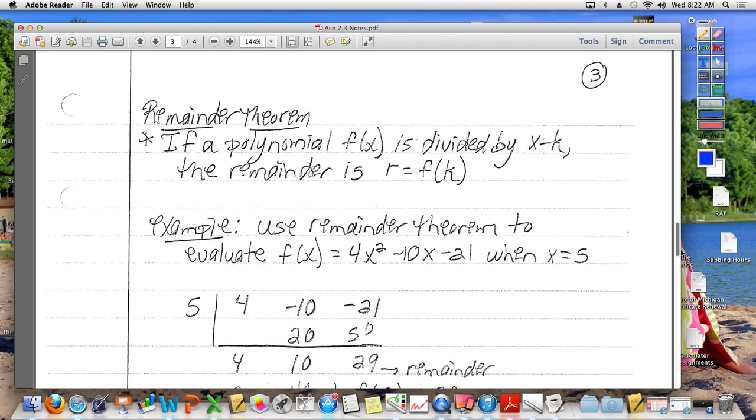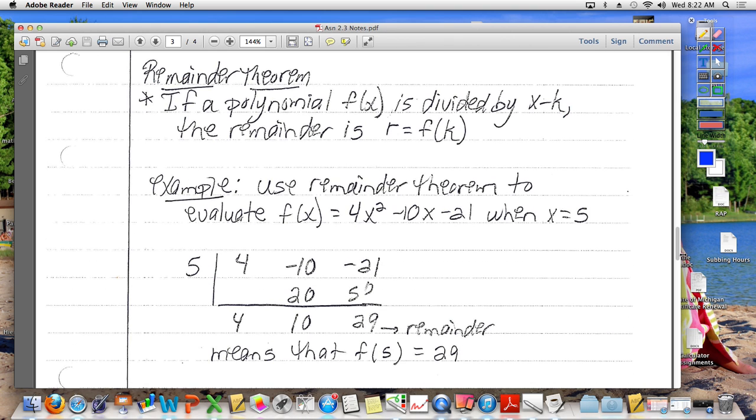The remainder theorem. Not hard. We're going to use synthetic division to do all of this. So the remainder theorem says this. If a polynomial f of x is divided by x minus k, the remainder is r, which is equal to the value of the function at that k value. Do I have to write all that? If you want to.